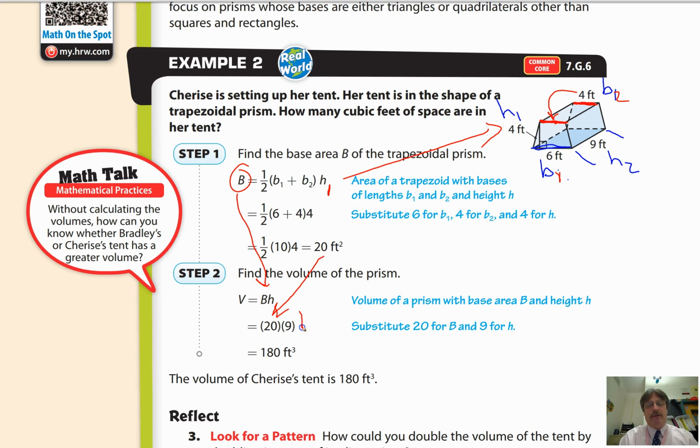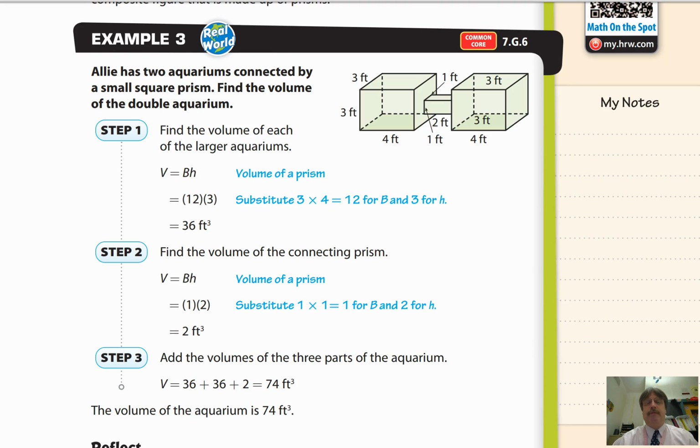Remember this is H2 here, which is this one, and you get 180 cubic feet as your answer. Here in example 3, they're using rectangular prisms.